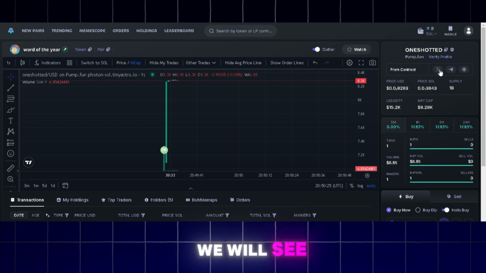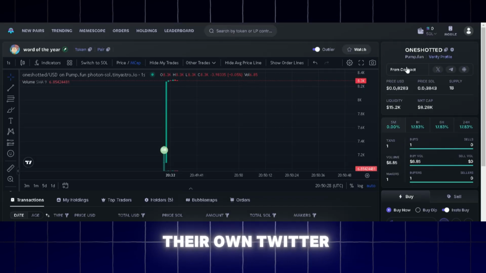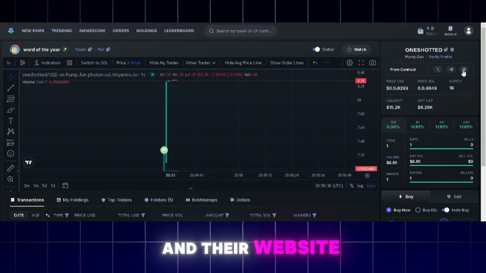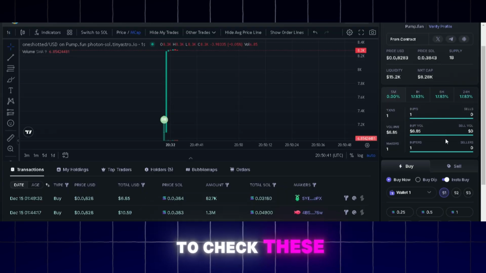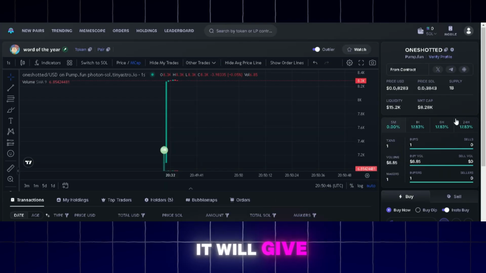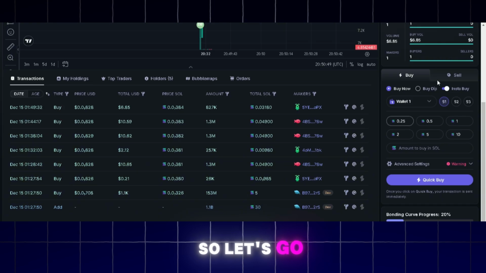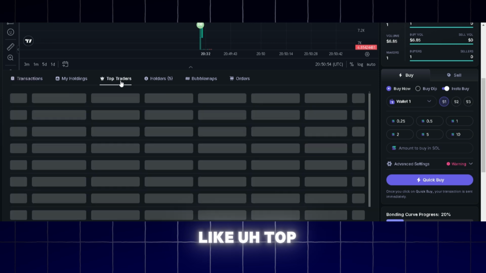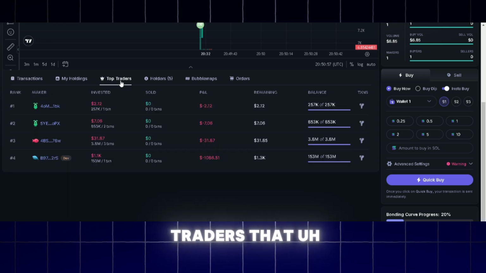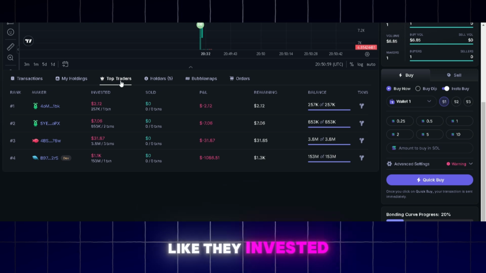Let's open this coin. We will see that they have their own Twitter as well as Telegram and their website. I think, yeah, they have their own website, if it loads. No. To check all this kind of information, you can also use that screener, and it will give you the main overview. Let's go to the top traders. We will see how many traders are trading. They invested $2, $12 and so on.